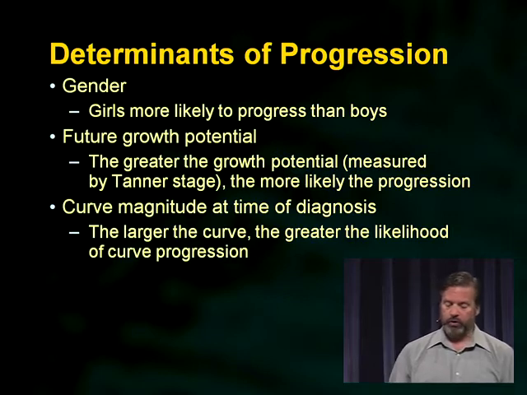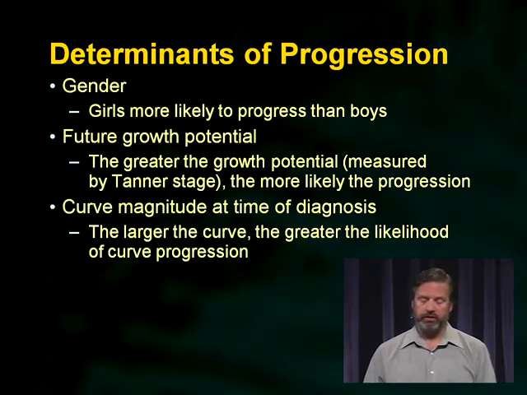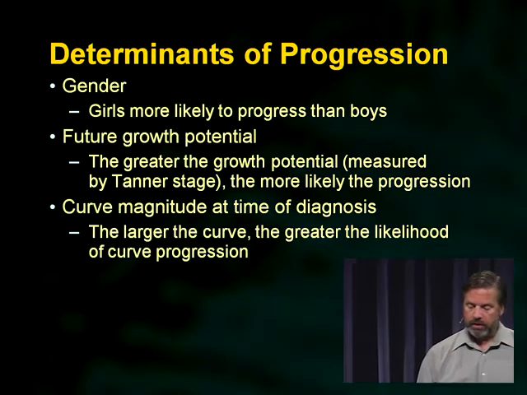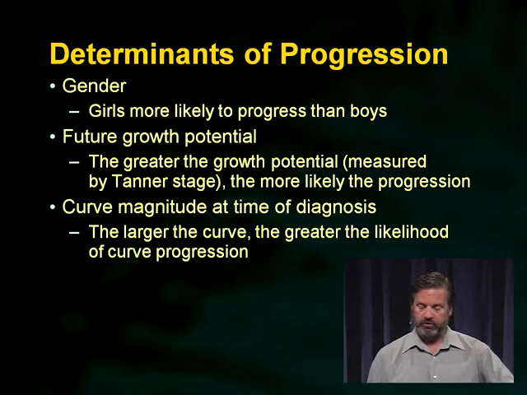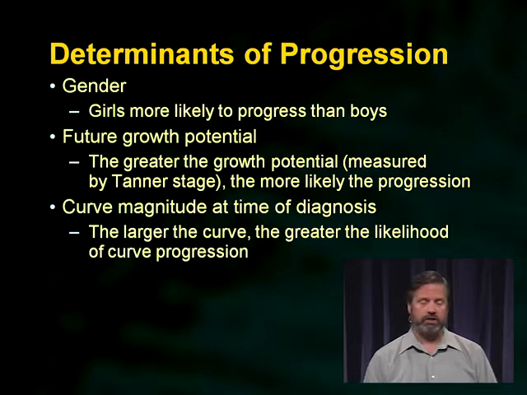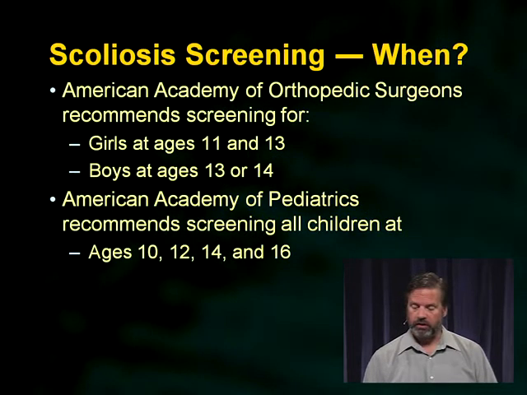But the greater the growth potential, measured usually by their Tanner stage, which we'll talk about a little later, the more likely their scoliosis is to progress. So you also need to carefully measure the curve magnitude at the time of diagnosis. The larger the curve, the greater the likelihood of progression. And we'll also talk about how you can use x-rays if you need to measure that curve.